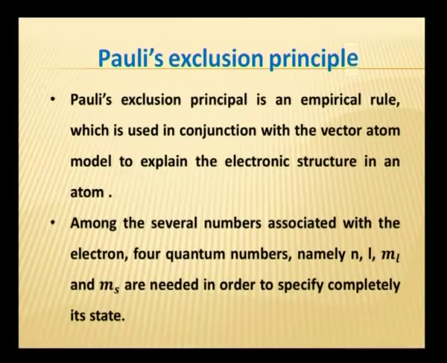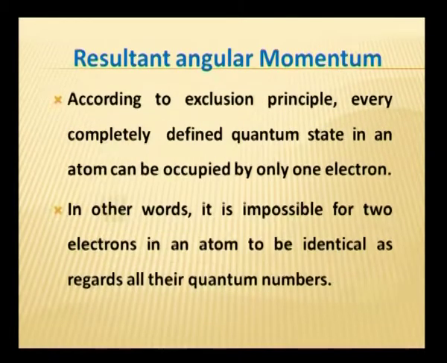Out of 7, at least 4 are required to distinguish one electron from the remaining electrons. You will understand what I mean by this in the time to come. So, according to Pauli principle, every completely defined quantum state in an atom can be occupied only by one electron.